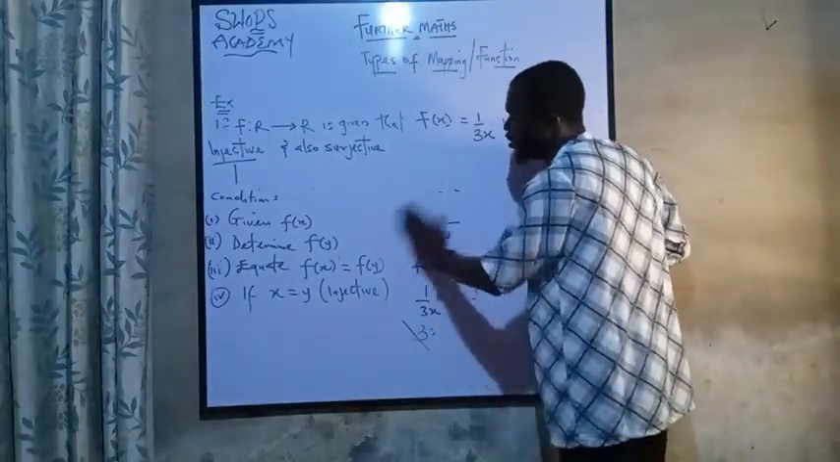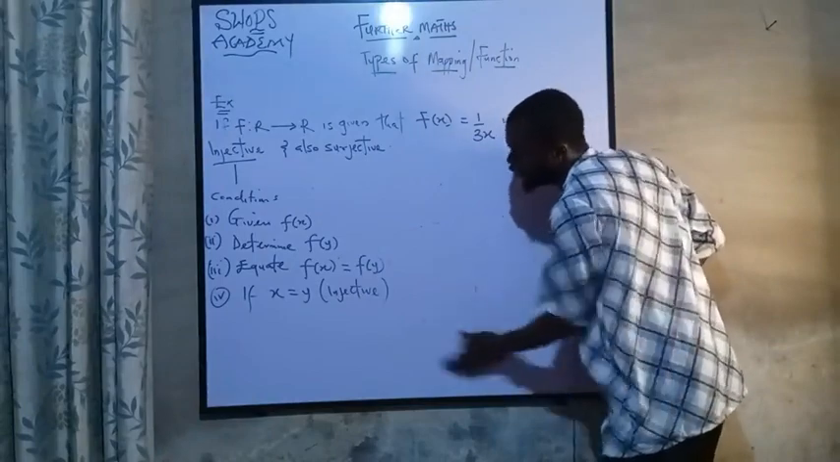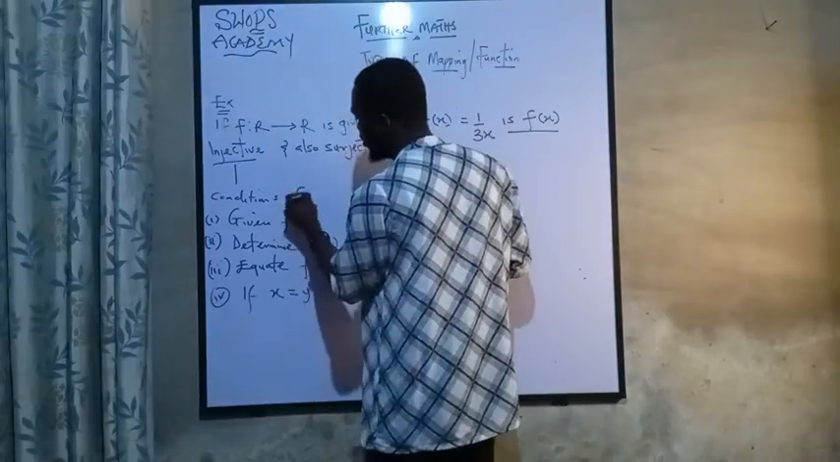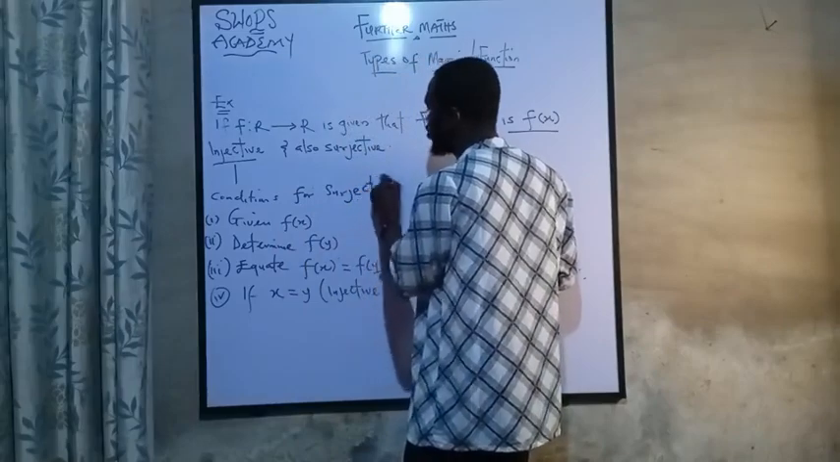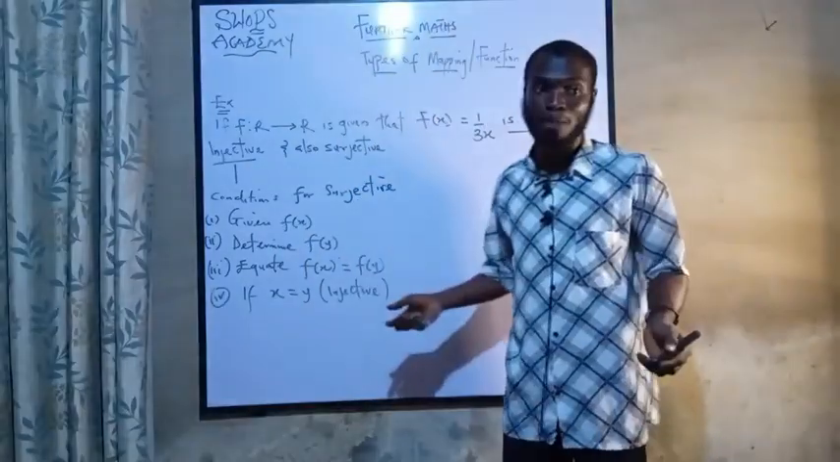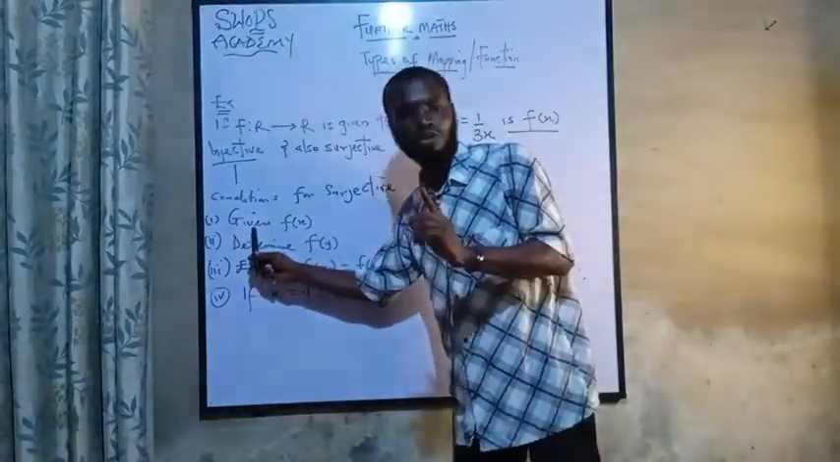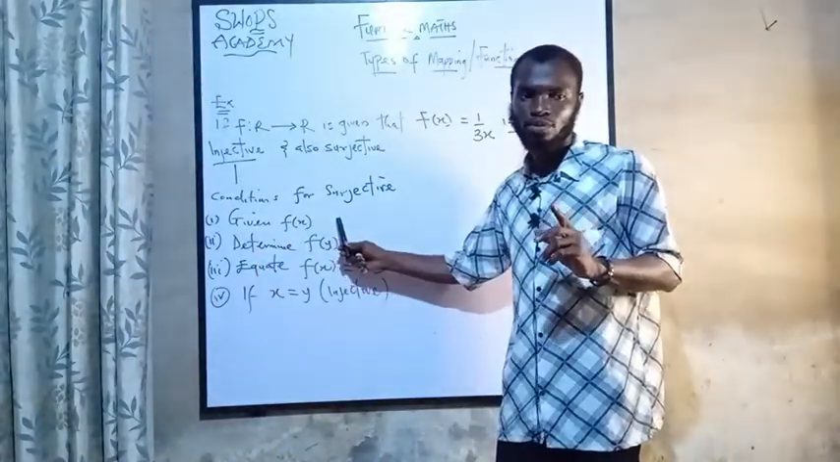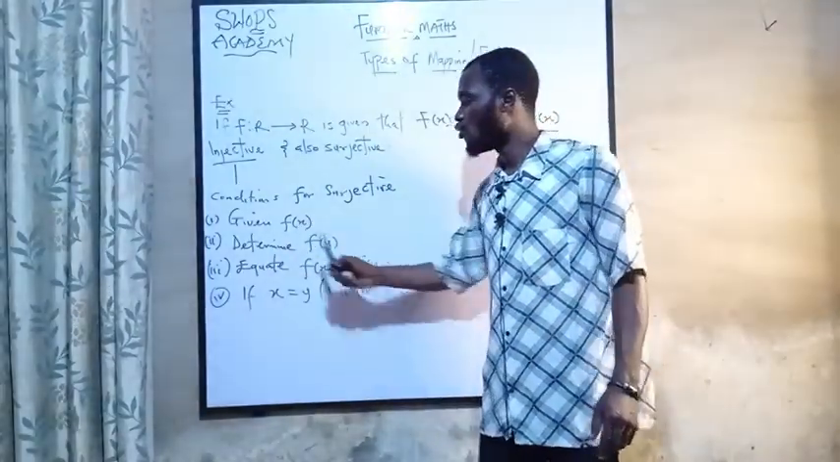For surjective, it also has its own conditions. Its own conditions are different from this one. Conditions for what? Surjective. That is onto. Another name we call surjective is onto mapping. Now, for condition 1 for surjective, you must also be given f of x.